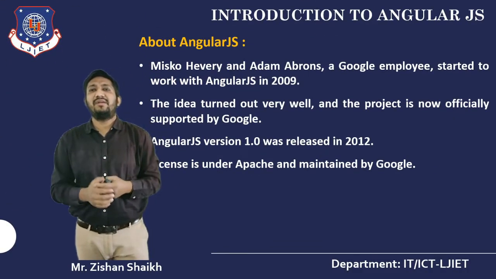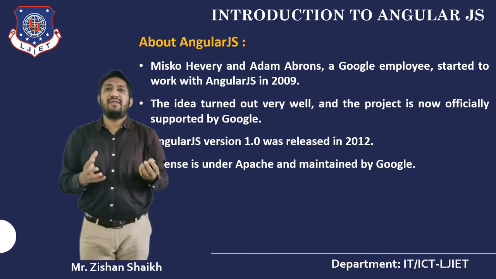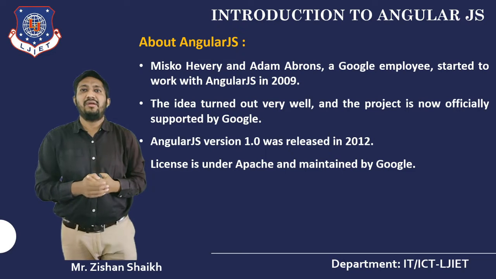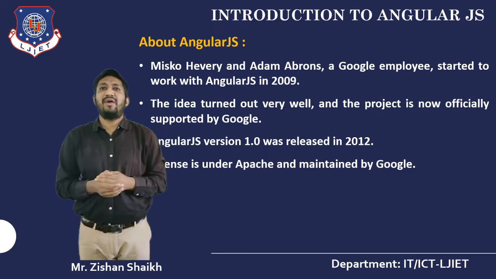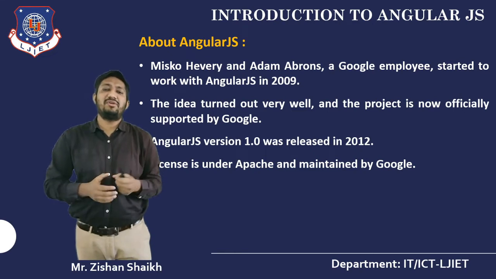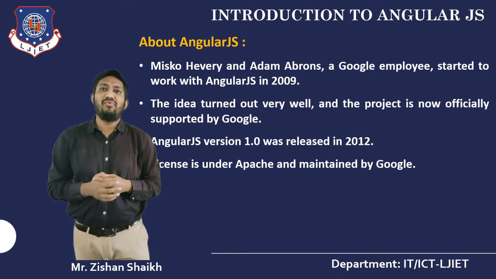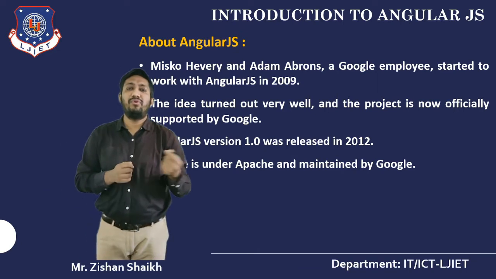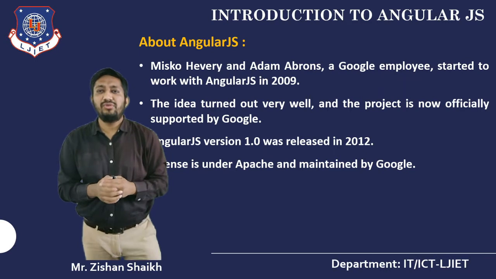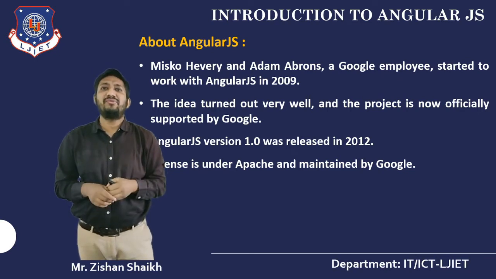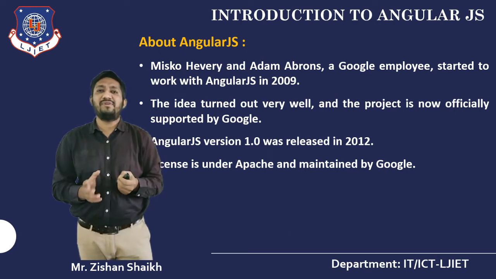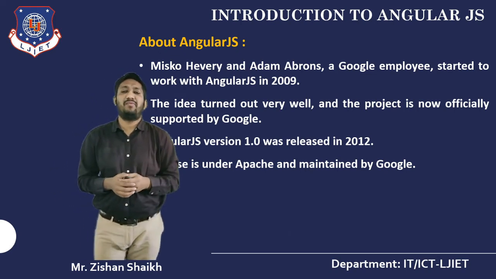Now let's understand who developed AngularJS and what its version history is. Misko Hevery and Adam Abrons are behind AngularJS. They were employees of Google, and they were playing with some beautiful code useful for client-side scripting language. They introduced that framework in 2009, the idea was officially accepted by Google, and the first version came out in 2012.